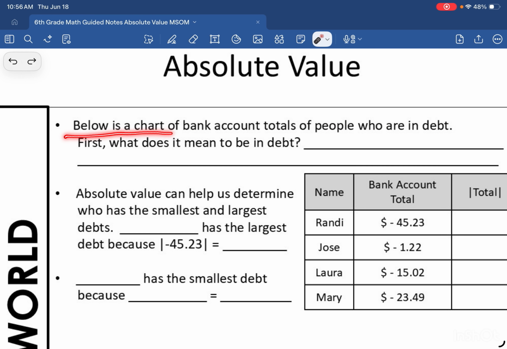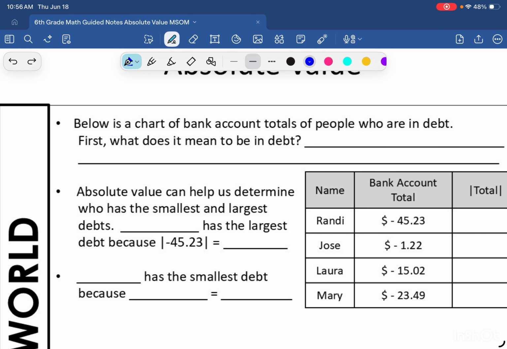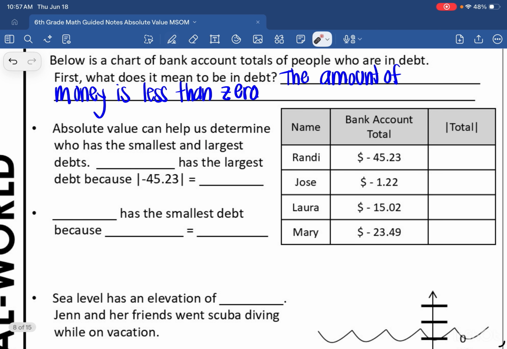Below is a chart of bank account totals of people who are in debt. First, what does it mean to be in debt? To be in debt means the amount of money is less than zero. Absolute value can help us determine who has the smallest and largest debts. All right, so it's asking us who has the largest debt.